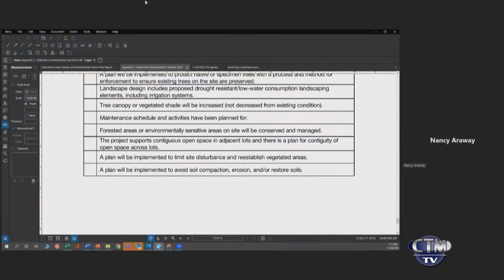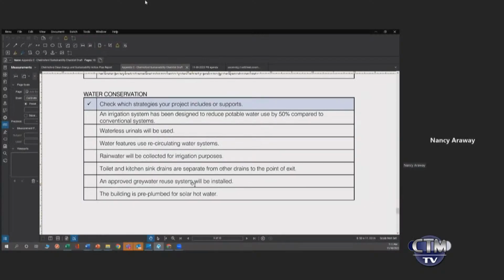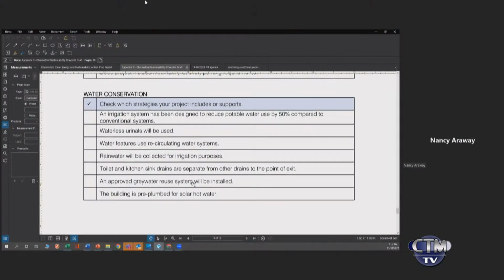Hey, Evan. Yes? Nancy, I'm looking at this checklist under water conservation, and one of the line items is an approved gray water reuse system will be installed. Do we permit gray water reuse systems? So this was discussed, and Jim and his team, I believe, indicated that the state DEP does allow them for very specific, limited purposes. But this is an example, Nancy, that you're picking up on, that we would have to verify with the Board of Health and DPW to what extent. I thought they were prohibited. I thought so too.